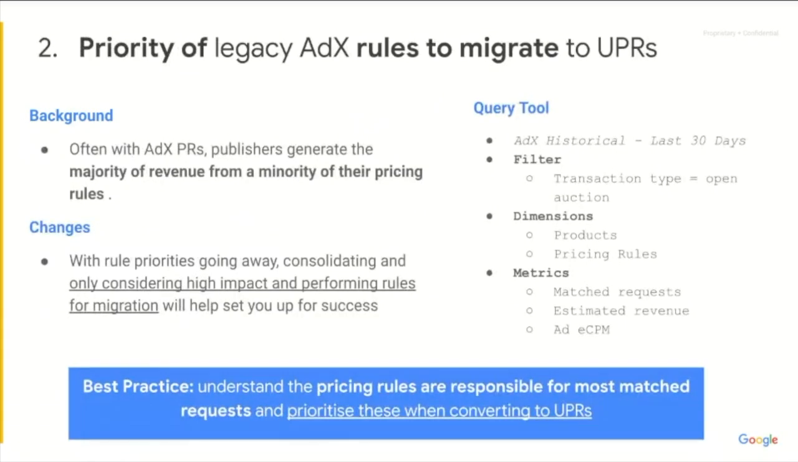Kicking on to the priority of legacy AdX rules to migrate. We know a lot of publishers have quite a number of rules, some more so than others. We won't name any names. But generally, we see the Pareto principle in play. This is the 80-20 rule, where 80% of the revenue is coming from just 20% of the requests. Often it's 90-10, might even be 95-5, depending on the publisher. But again, the best practice here is that you need to understand the pricing rules that are responsible for the most match requests and prioritize these, and ideally only these, when converting to unified pricing rules.